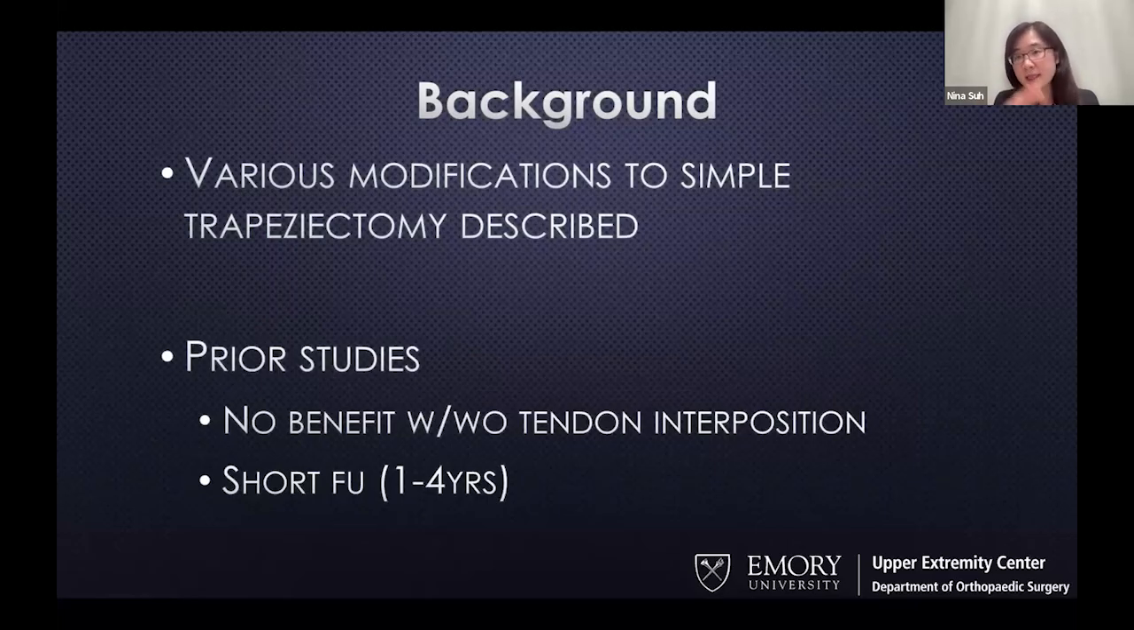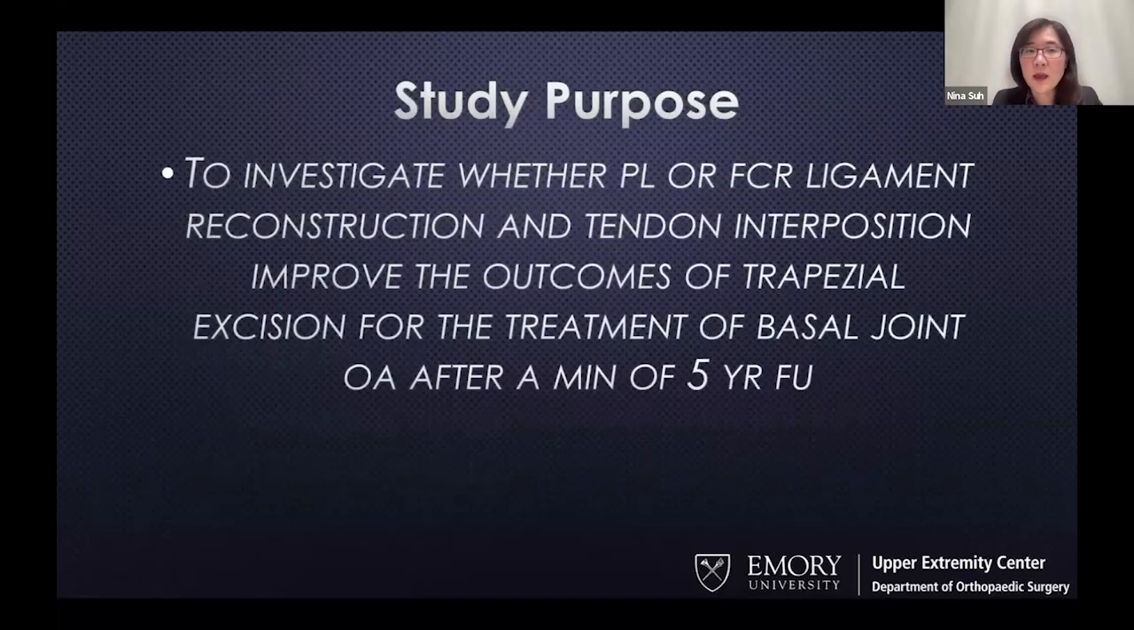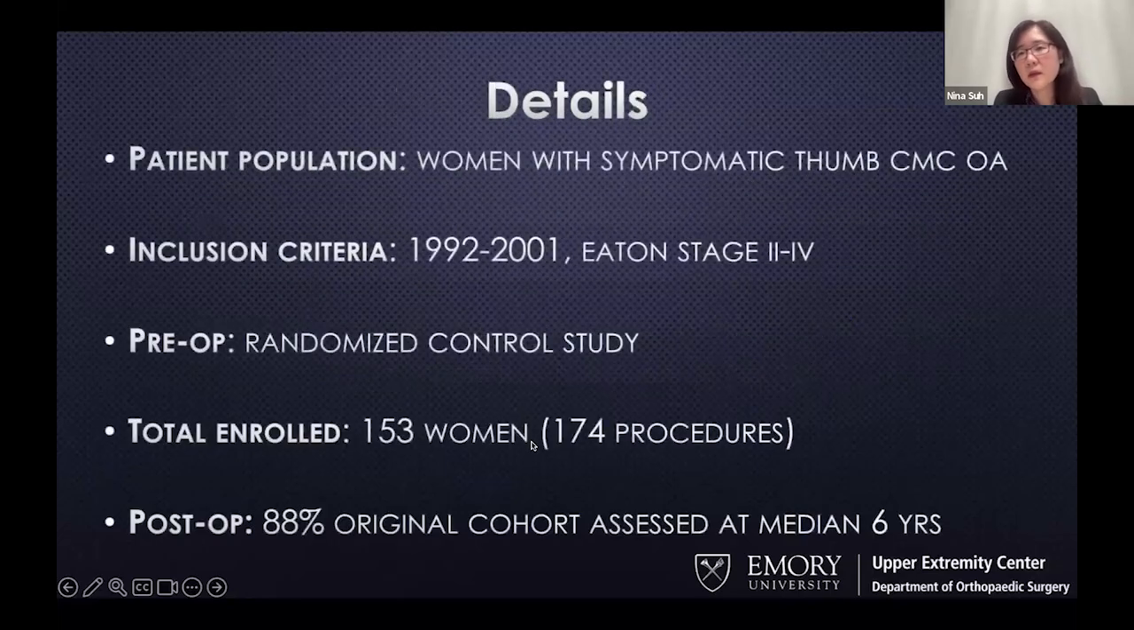really articulating that the trapeziectomy part of the procedure is the key fundamental factor that causes pain relief for the patient. But prior to when this manuscript was published, there was relatively short follow-up for those other publications. So they wanted to investigate whether palmaris longus or FCR ligament reconstruction, tendon interposition improve the outcomes of trapezial excision for the treatment of basal joint arthritis after a minimum of 5 years. So they wanted to go a little bit longer, see the durability of the procedure.